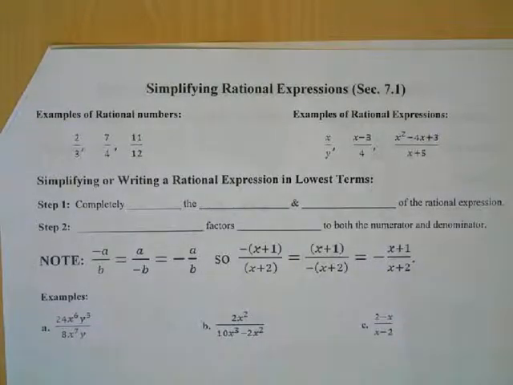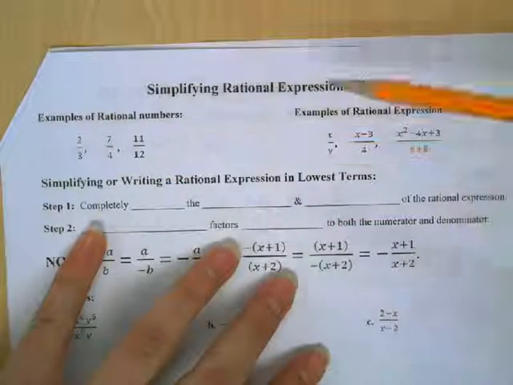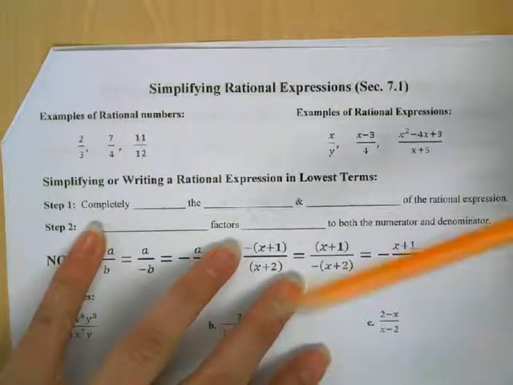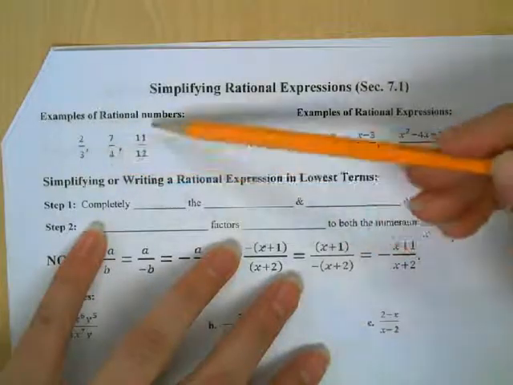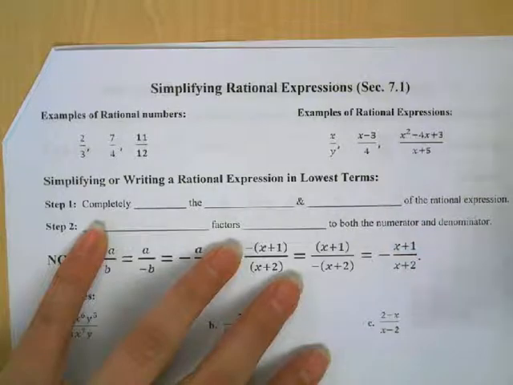Okay, so today we're going to move on to rational expressions. Now, a rational number is any number that can be written as a fraction. That's how we define rational numbers. We did that all the way back in Unit 1, defining numbers. So 2/3, 7/4, 11, 12, it doesn't matter what the numbers are. That's what a rational number is. It can be written as a fraction.